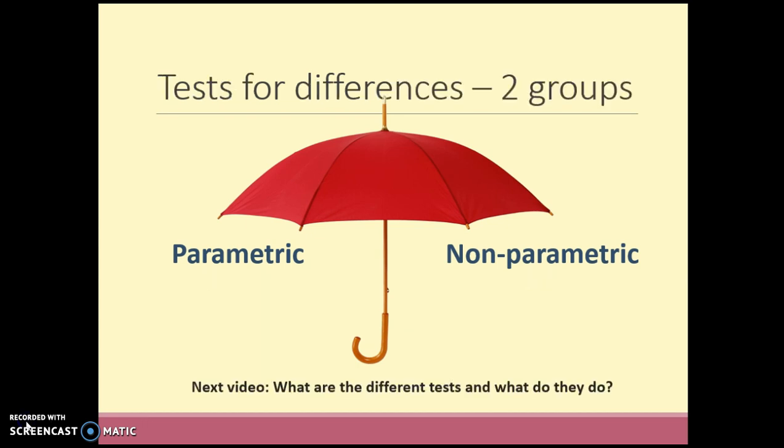With the tests for differences, there are also parametric and non-parametric tests that we can choose between. But we also have to choose between independent and related samples data. In the next video, we're going to look at how to make these decisions and what the differences between all these different tests actually are.